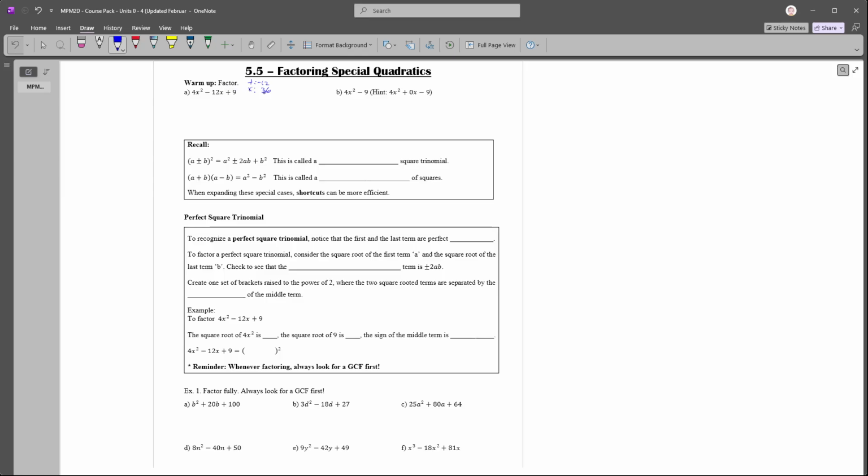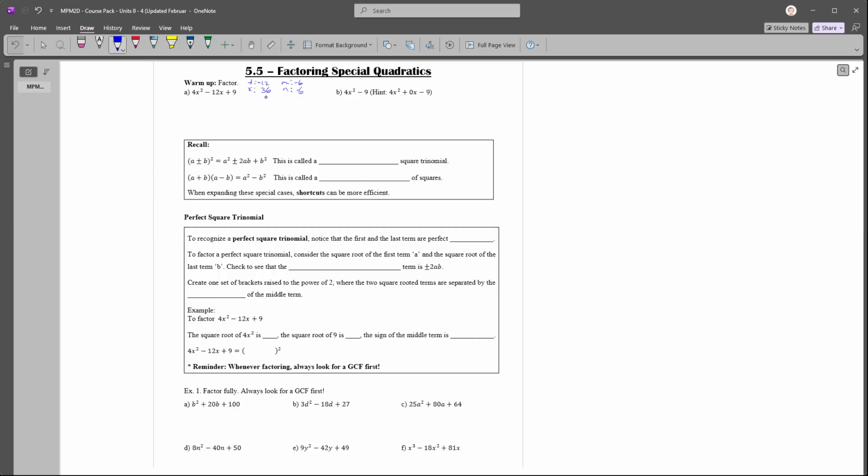So thinking about our terms, 1 and 36 isn't going to help me. 2 and 18 isn't going to help me, right? 3 and 12, no, still not there. We got to keep going. And eventually, we're going to end up with an m and an n of negative 6. Negative 6 and negative 6 for both of them.